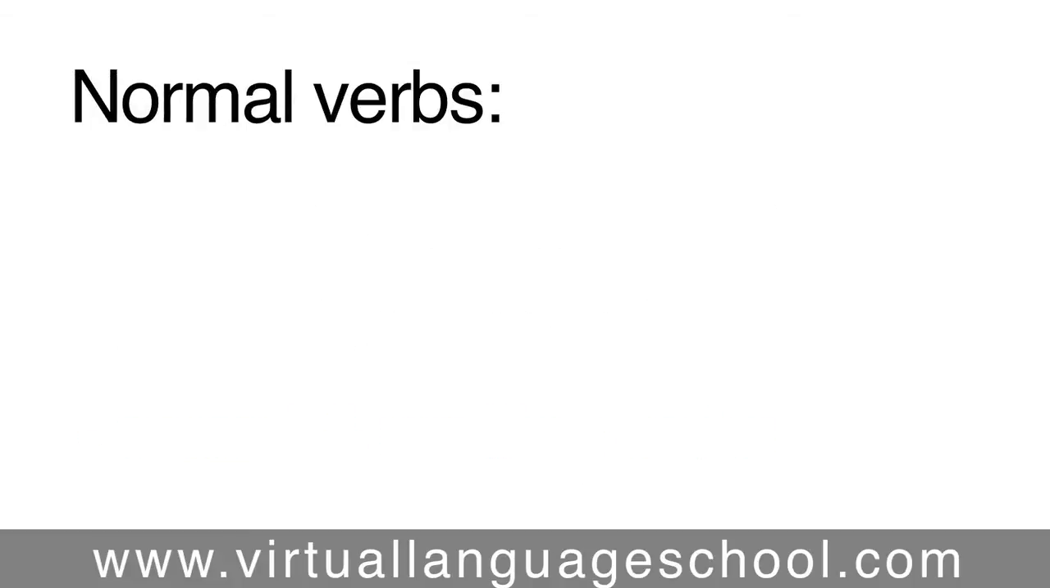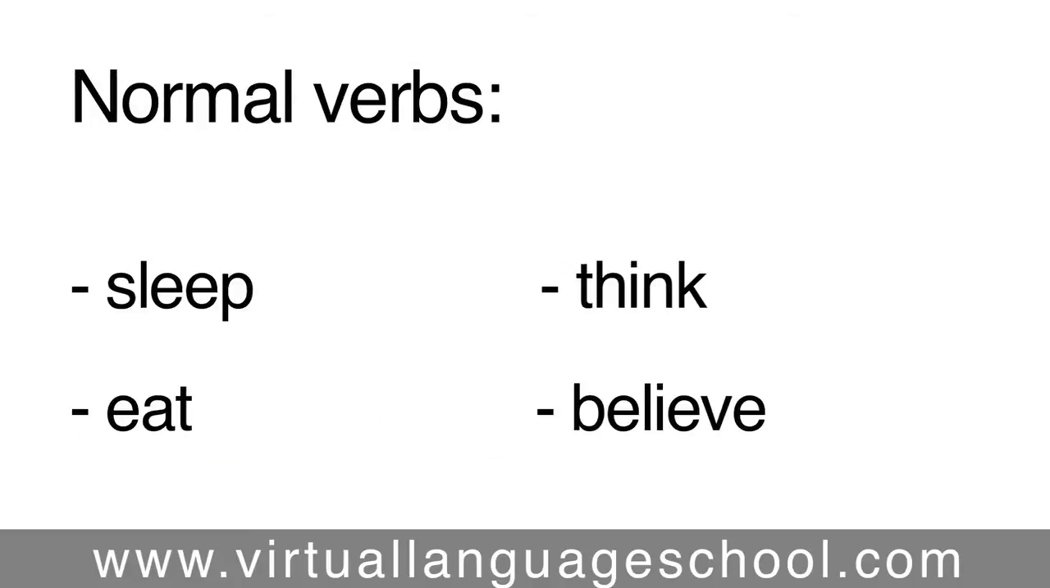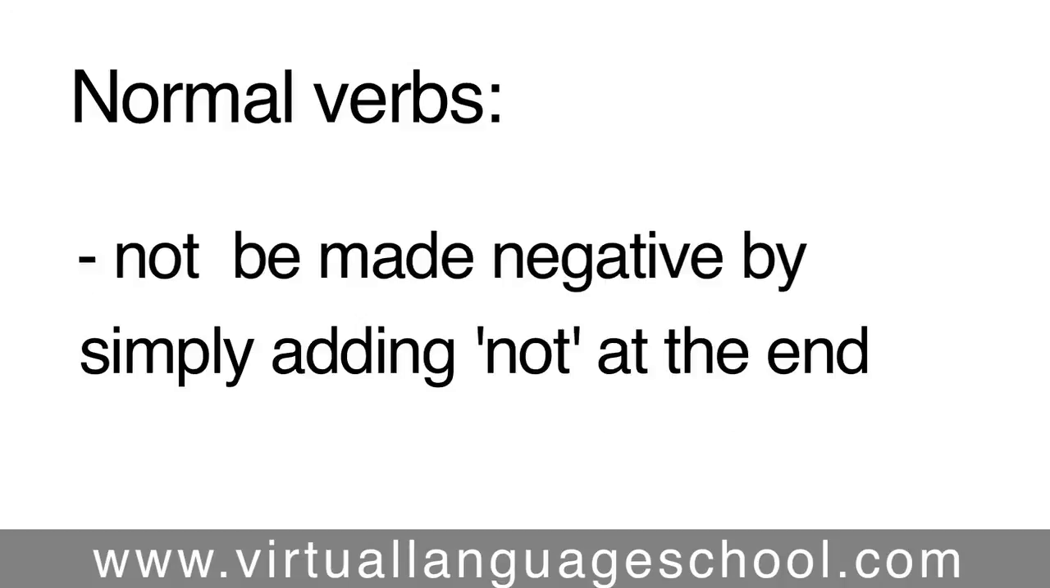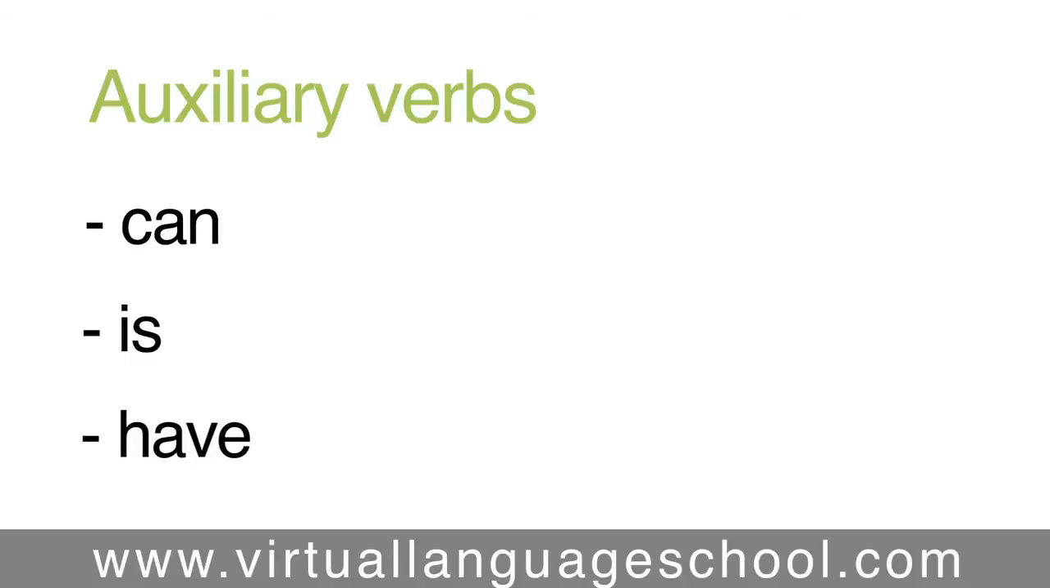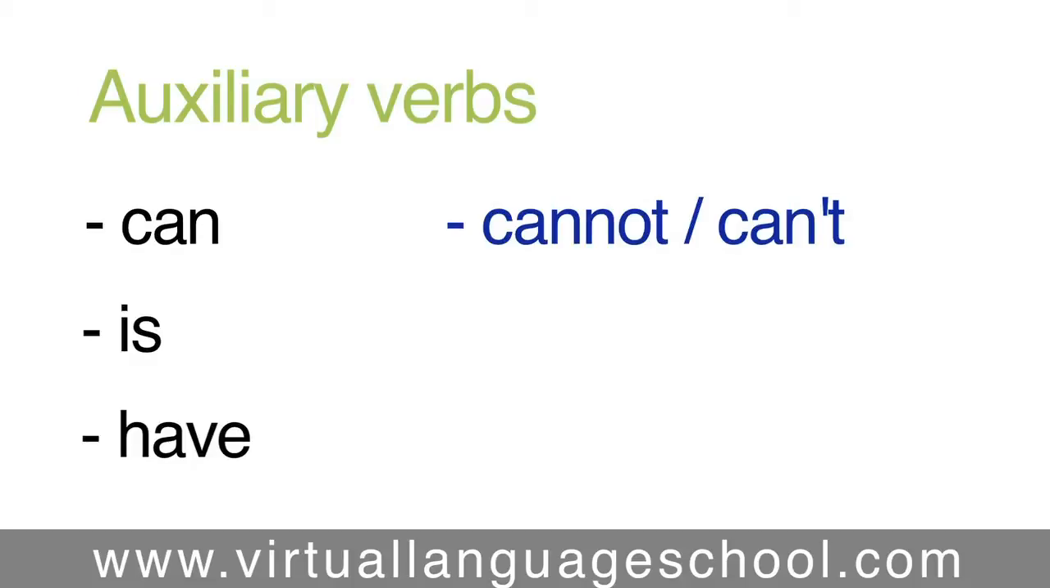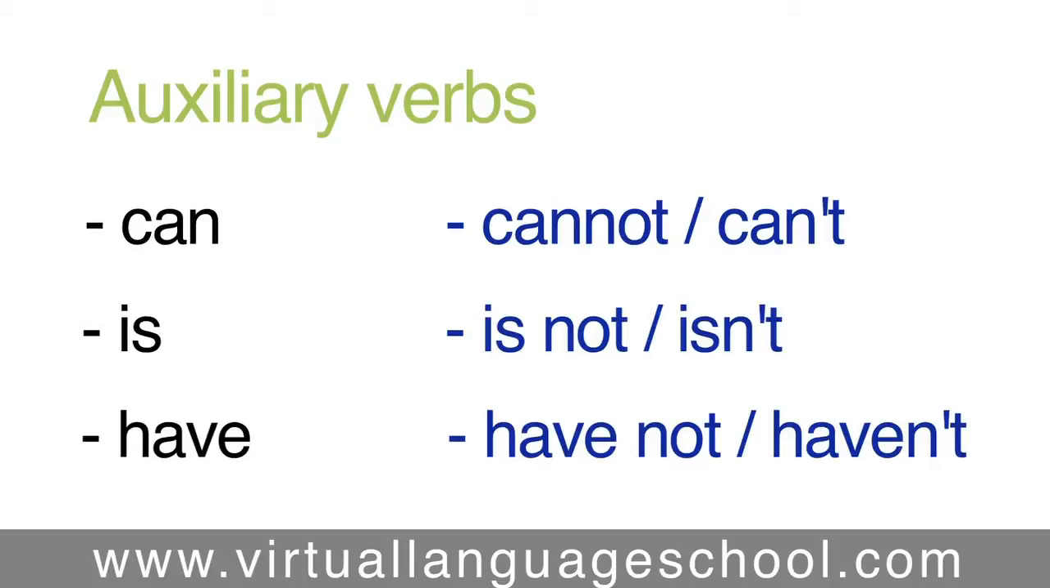Normal verbs are those such as sleep, eat, think and believe. They are verbs which are not made negative by simply adding not at the end. Other verbs such as can, is and have can be made negative by adding not at the end. These are called auxiliary verbs. For example, cannot or can't, is not or isn't, have not or haven't.